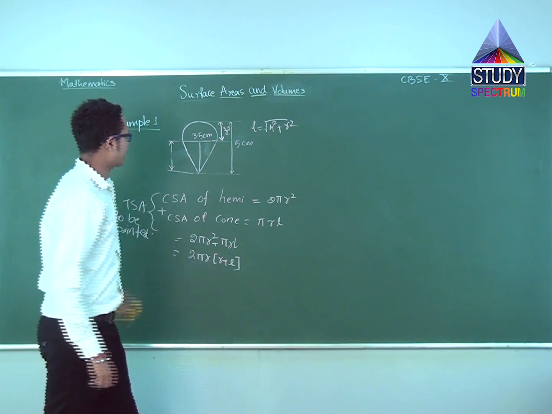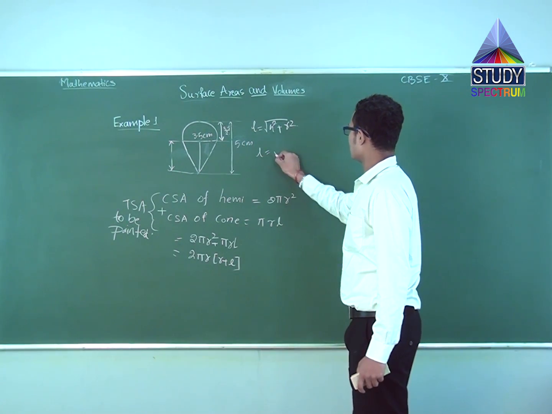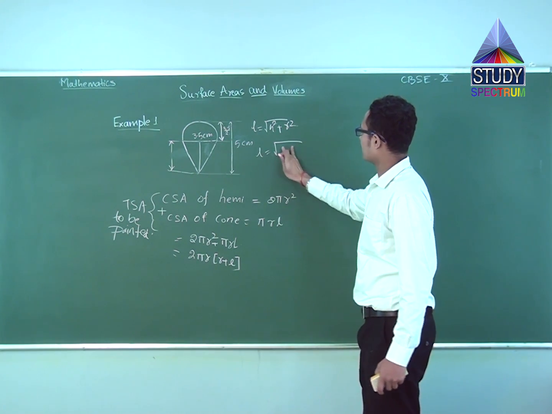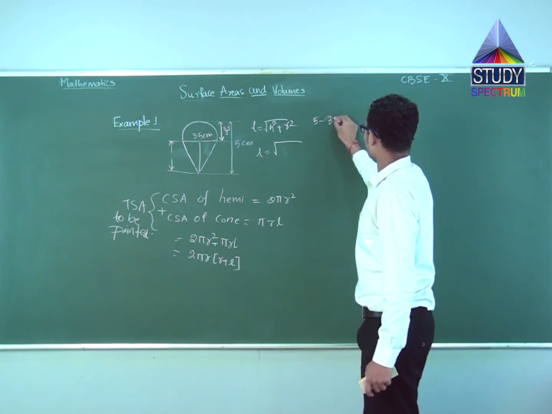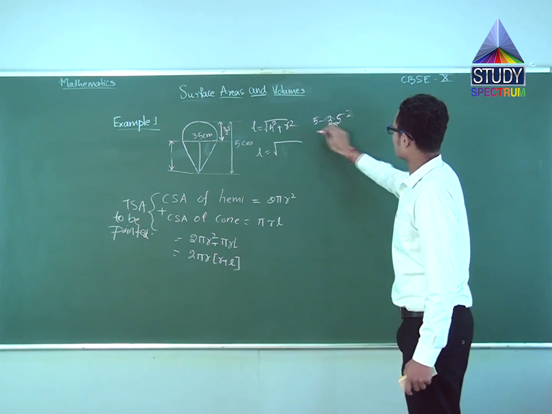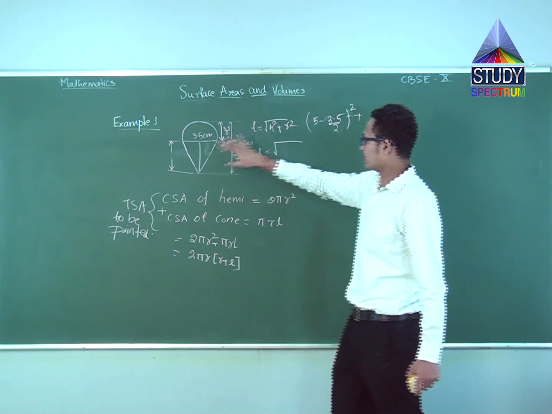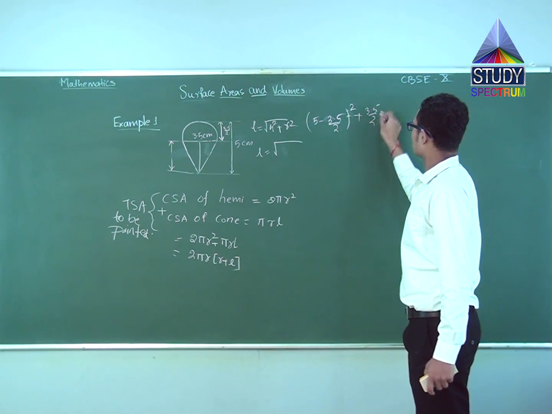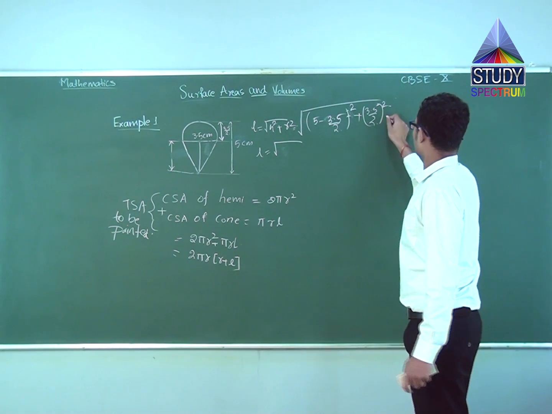Well, let's derive it. Root of, the height is 5, so just take 5 minus 3.5 by 2, whole square, plus r square. The radius of this is 3.5 by 2, whole square root.